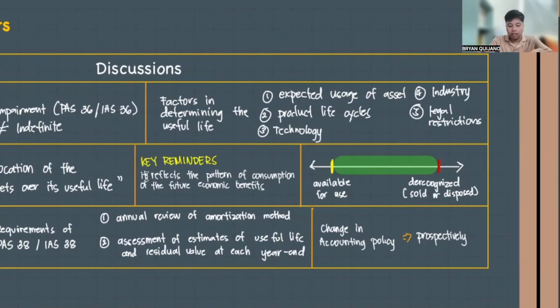Here are the factors in determining the useful life. The first one is that you have to reflect the expected usage of assets. You have to consider the product life cycle. You have to factor in any technological restriction or technological advancement regarding the intangible asset. You have to take a look at the industry standards, and you have to watch out for any legal restrictions.